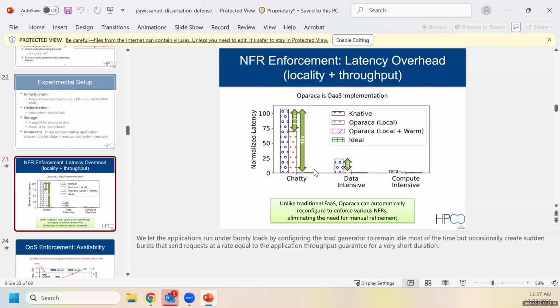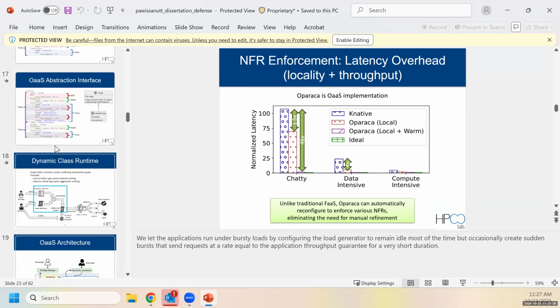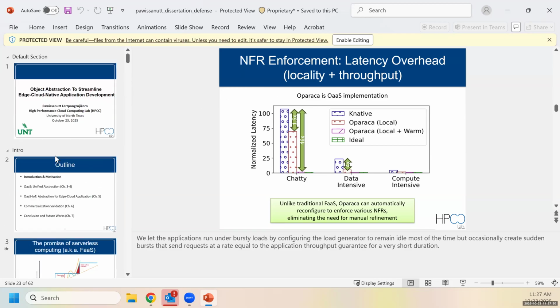Okay, thank you. I think overall you presented your approach for OAAS, the high-level framework you propose for serverless computing. I think the entire work is good.